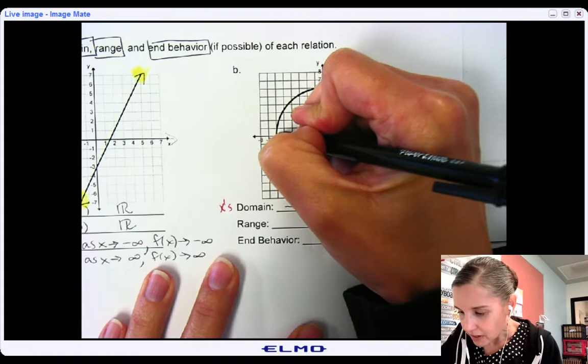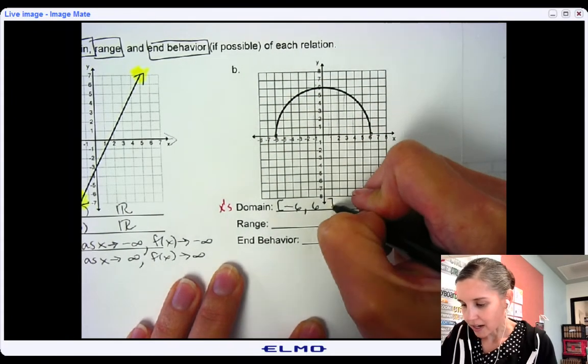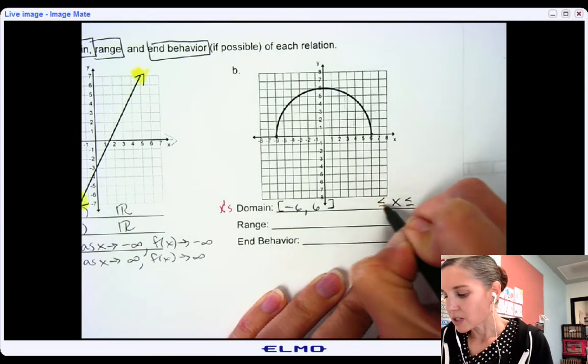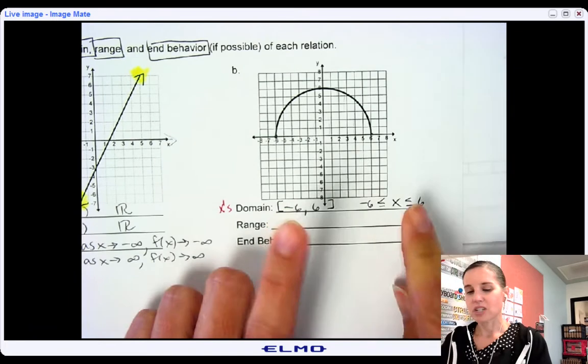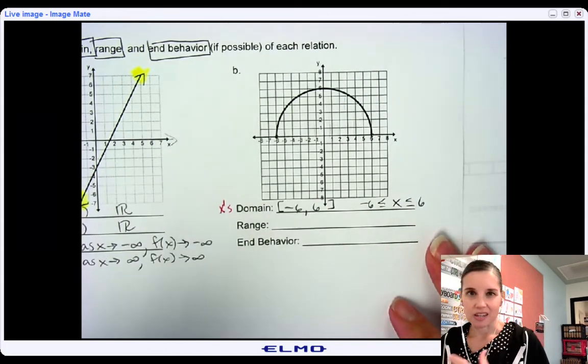Since this is a value right here, this will be a bracket. This is a value right here, it's also a bracket. Another way you could write that is that my x's are in between -6 and 6. So whichever you prefer. I tend to be an interval person, so that's why I think of it first.